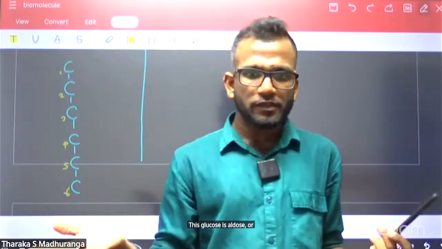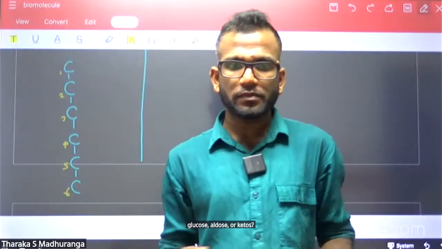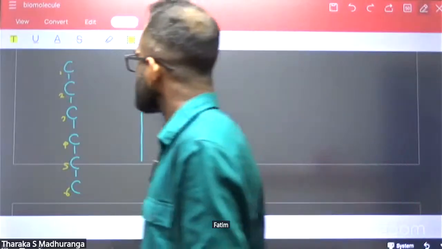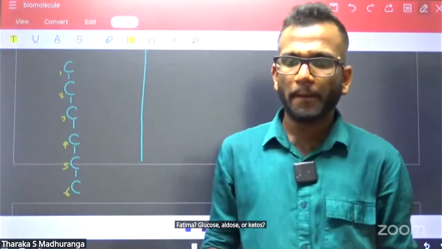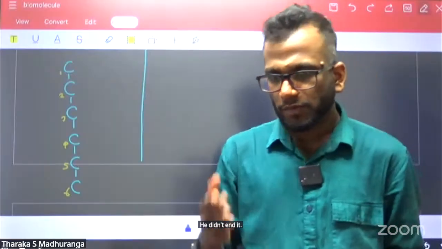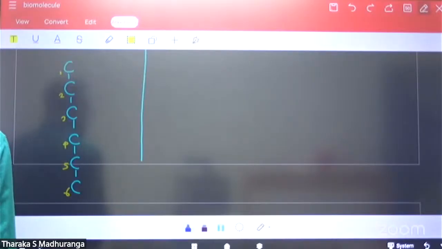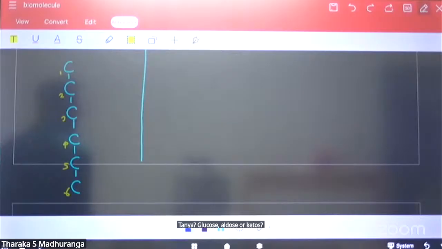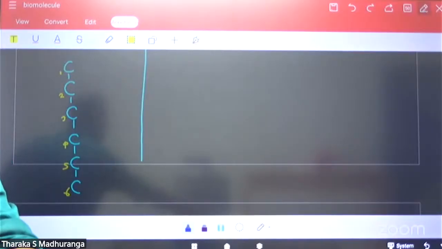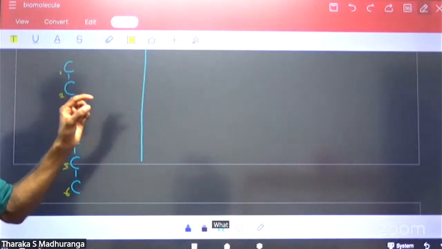Third step: is glucose an aldose or a ketose? Glucose, aldose or ketose? Yes, it is aldose. Glucose is an aldose. Good. If it is aldose, it must have an aldehyde group.